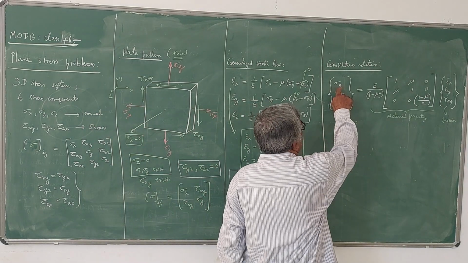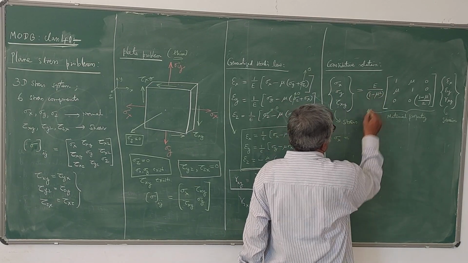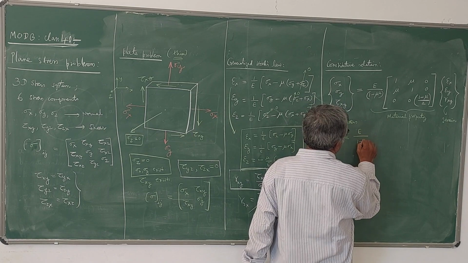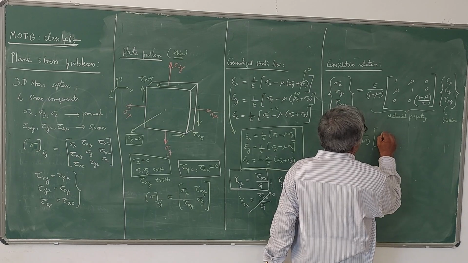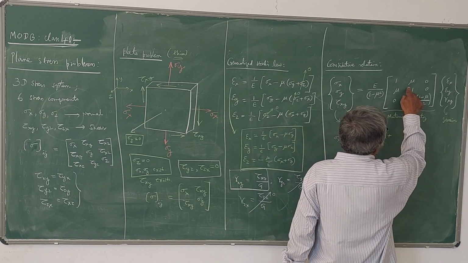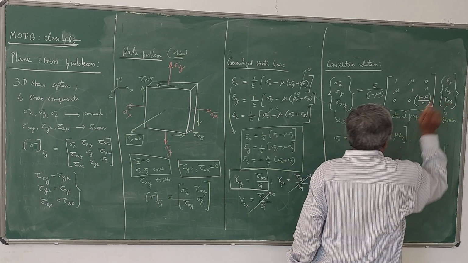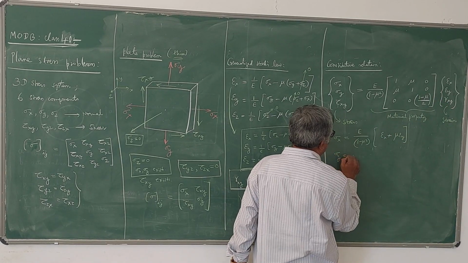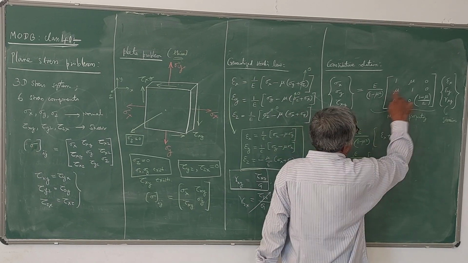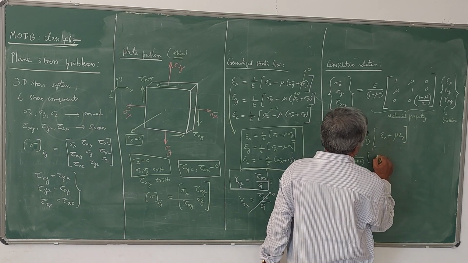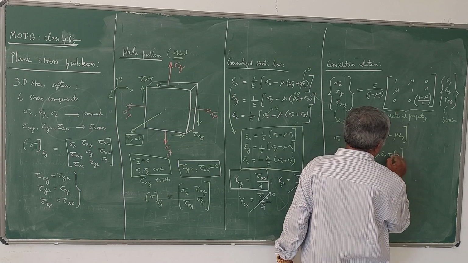So if you want sigma x, you just multiply these two. So E by 1 minus mu square into 1 into epsilon x plus mu times epsilon y, plus 0 into this. Like that we write sigma y: E divided by 1 minus mu square into the second row, multiply mu into epsilon x plus 1 into epsilon y. This is what we get.